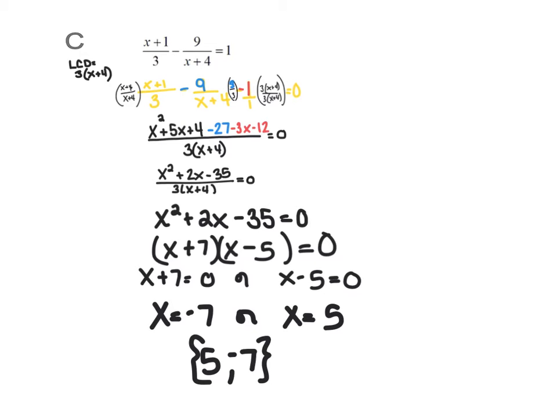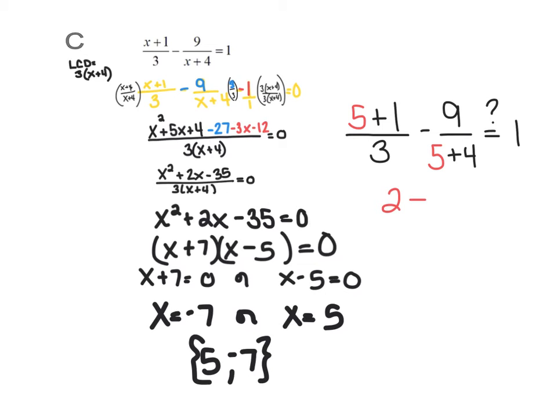Solutions that look like they are solutions, but when you plug them back into the original, they don't satisfy the equation. So to do that, I'm replacing all of my x's with my potential solutions. So in the first, I'd have 5 plus 1, which is 6, and 6 over 3 is 2. Minus, I'd have 9 over 9, which is 1. Does that equal 1? That does indeed. I'm going to check the other one.